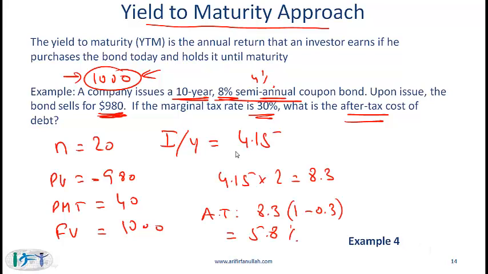Here is what you should come up with. The interest rate for a 6-month period is 4.15%. We annualize that by multiplying by 2 and we have 8.3. This is the before tax cost of debt. After tax cost of debt is 8.3 into 1 minus the tax rate, which is 5.8%. Now I want you to do example 4 from the curriculum.